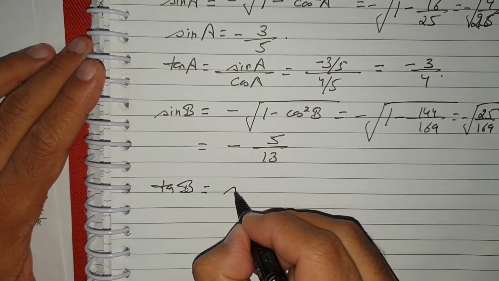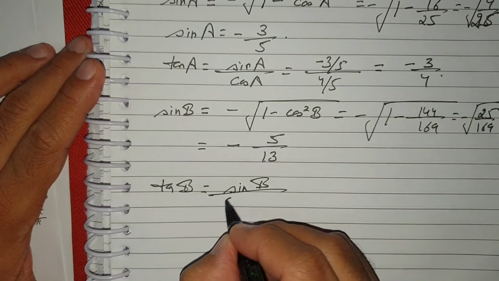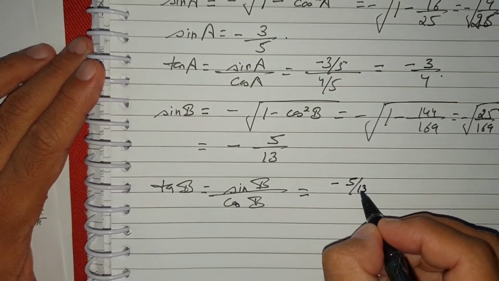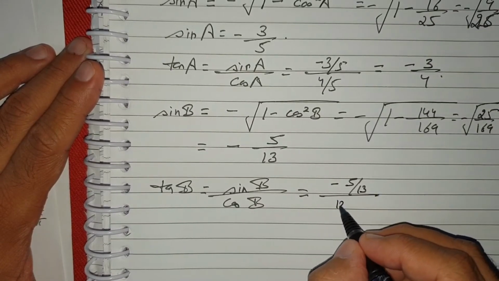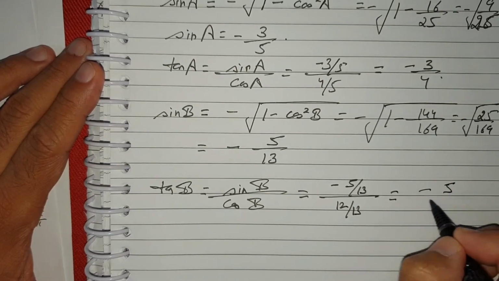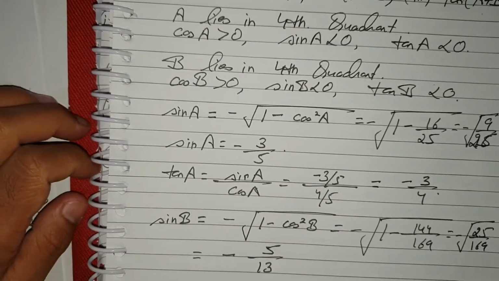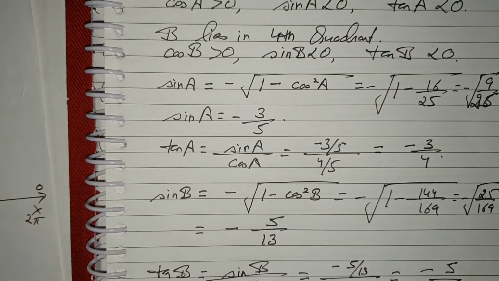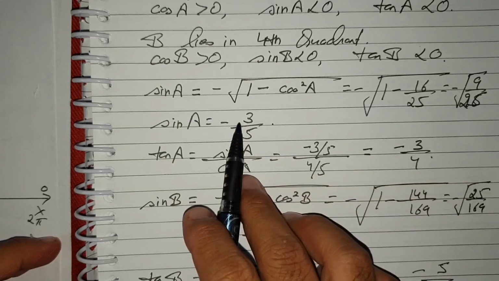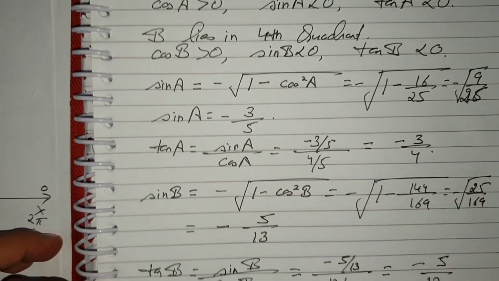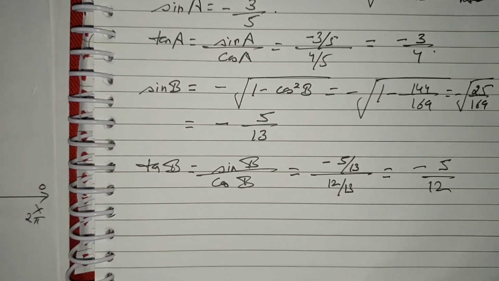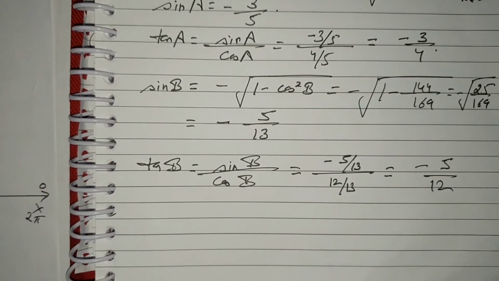Now we can find tan B because we have sine B and cos B. Tan B is sine B by cos B. Sine B is minus 5 by 13. Cos B is 12 by 13. So which is minus 5 by 12. So we have all the values. Sine A minus 3 by 5. Tan A minus 3 by 4. Sine B minus 5 by 13. Tan B minus 5 by 12. Okay. Now the first part is cos A plus B.